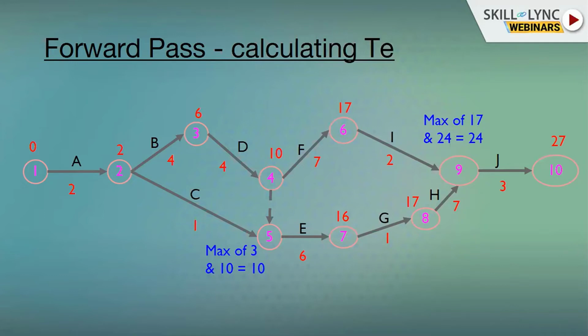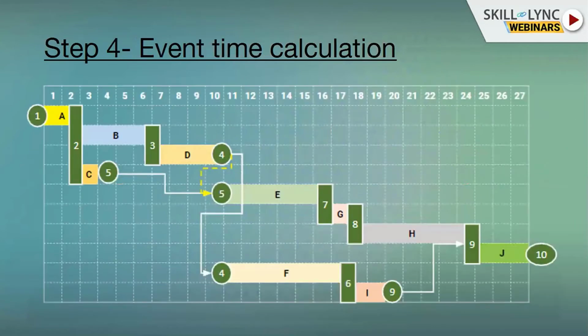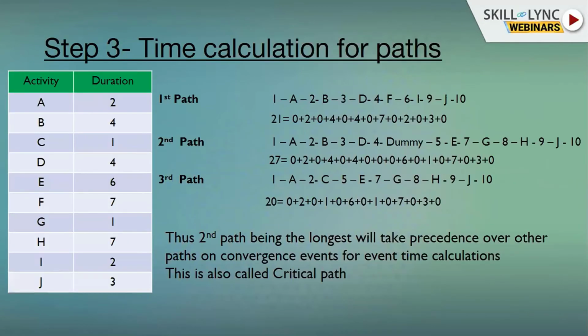Moving on, a similar case we can see at event 9, where from path number 1 we are getting a timeline of 7 days, and from path number 2 we are getting a timeline of 24 days. So we'll be taking the maximum, that is 24 days. Here we can see event 10 has a TE of 27, which is equivalent to the duration of the second path, which was the longest path.